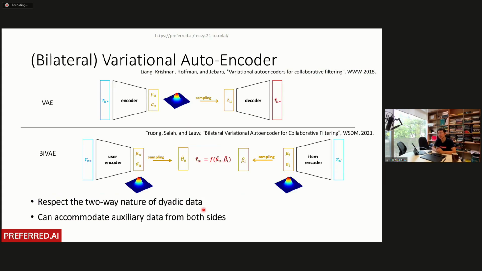A different kind of model is based on autoencoders. I think VAE, or variational autoencoder, has shown pretty good performance in recent papers on recommendation problems. So you're probably familiar with what a VAE is.